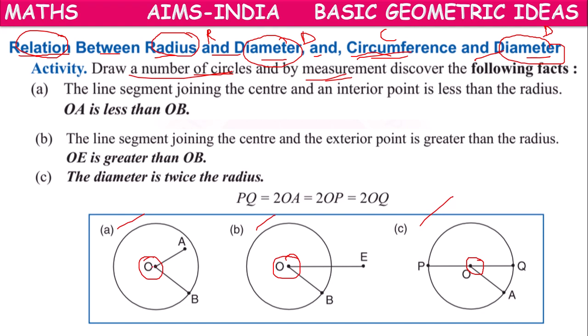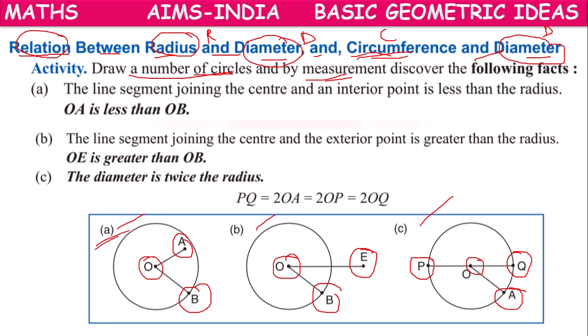The point on the circle is B. B is on the boundary of the circle. A is in the interior part of the circle. E is in the exterior part of the circle. A is on the boundary of the circle, Q also on the boundary, P also on the boundary. Like this, we have three circles.